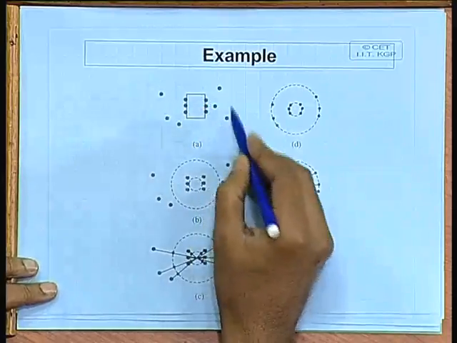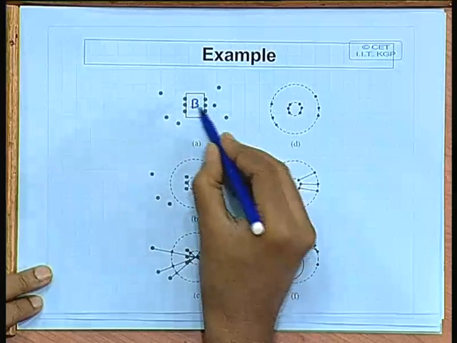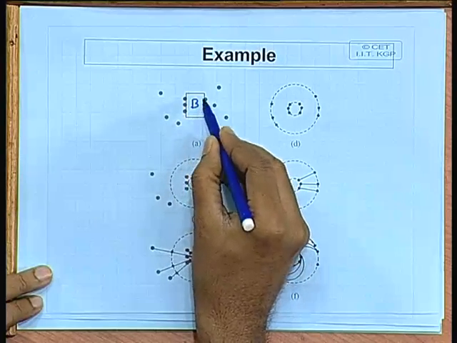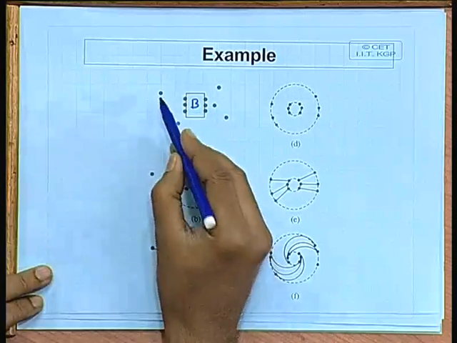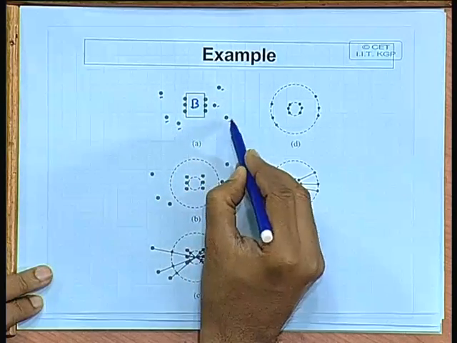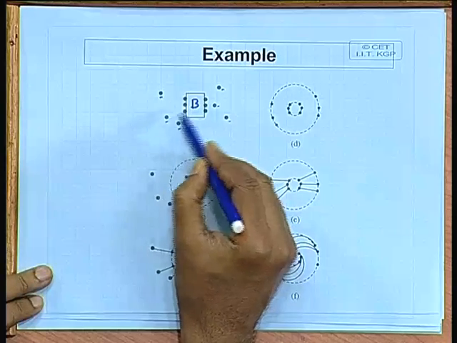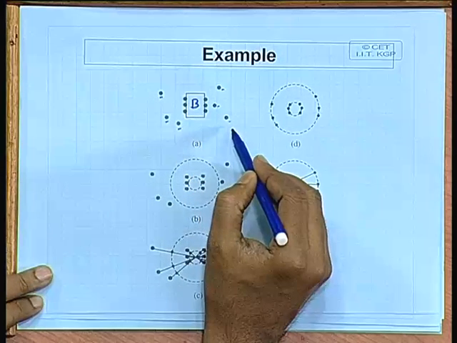This is an example problem where this is the block B with 6 pins on the boundary. These are the points which may be points of the other blocks I am not showing, but these pins have to be connected to these 6 points outside.